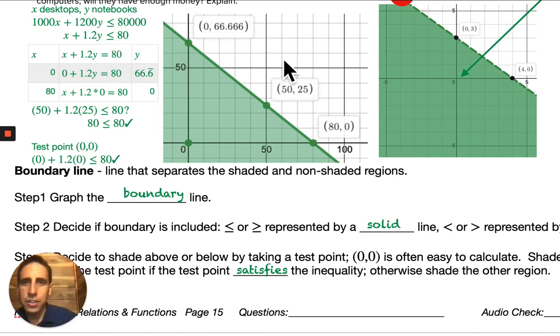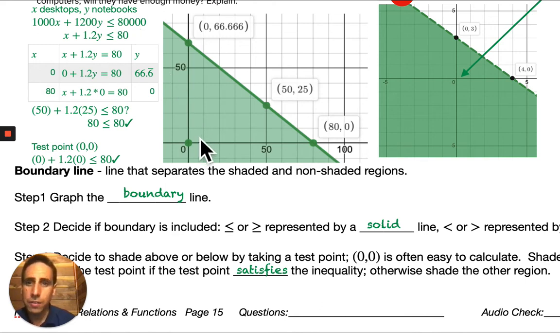So then the next question is, how do we know which side to shade? Do we shade all these points or shade all of these points? And what does shading even mean anyway? When it comes to an inequality, we are allowed lots of different points. We could buy 0 desktops and 0 notebooks. How much are we going to spend? It's $0, and that is less than or equal to 80,000. Not exactly the best choice when you're looking to buy notebooks, but it satisfies the inequality, and it stays within the budget.